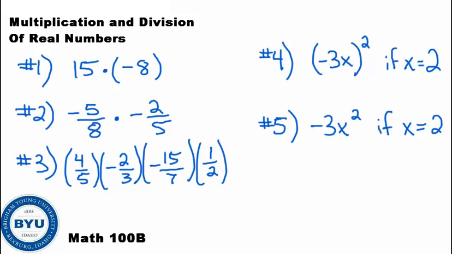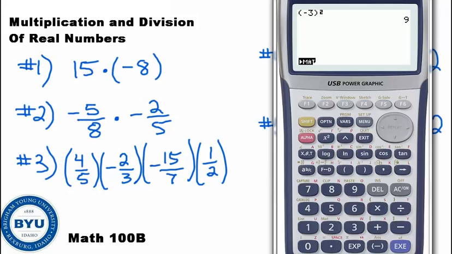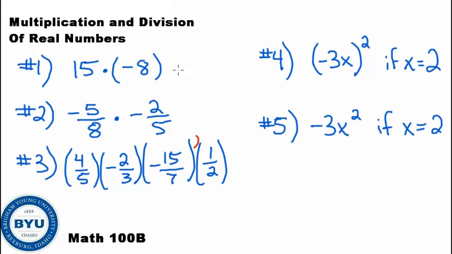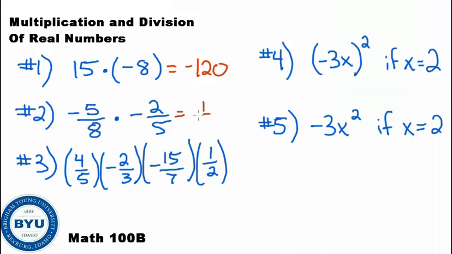Okay, so hopefully by now you've worked on these problems. I'm going to go ahead and use my calculator here to work on these. We would type in 15 times a negative 8, you should have got negative 120 for that answer. We'll write that in here. Negative 120. For the next one, remember to do fractions. You can use this fraction button on your calculator. So negative 5/8 times negative 2/5, and we get 1/4.